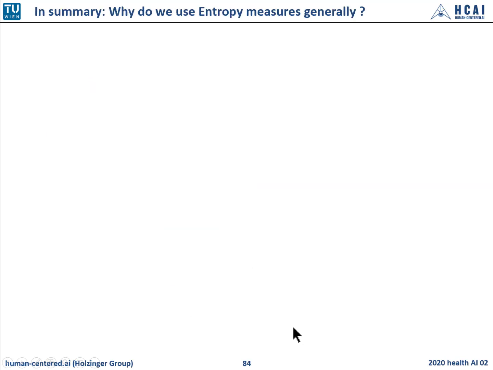So in summary, why do we use entropy measures generally, or at all? What can we learn from this? This is very robust against noise, and you will see robustness is one of the essentials in all of our machine learning. Humans are very robust against noise, and our machine learning algorithms are very sensitive even to small noise. We will come back to this later on.